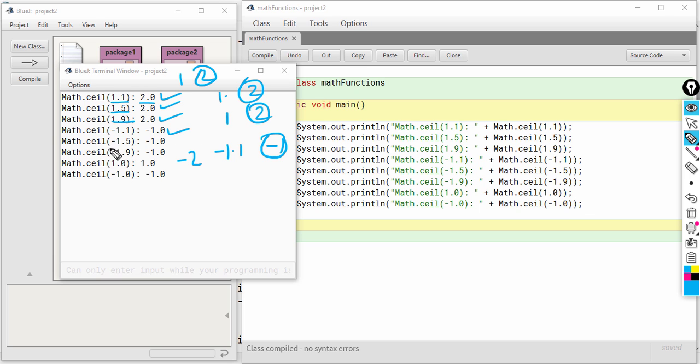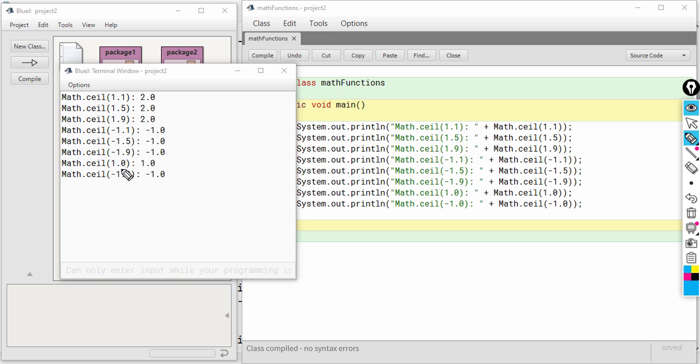Then we have minus 1.5. Minus 1.5 comes between minus 1 and minus 2. Bigger number is minus 1. So the answer will be minus 1.0. Similarly, minus 1.9 also comes between minus 2 and minus 1. So the bigger number is minus 1. So the answer is minus 1.0.